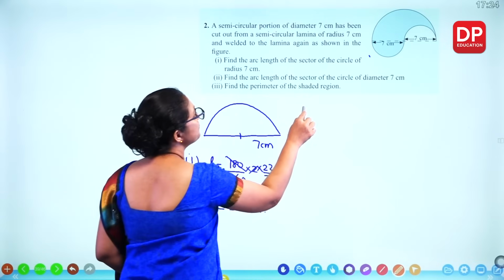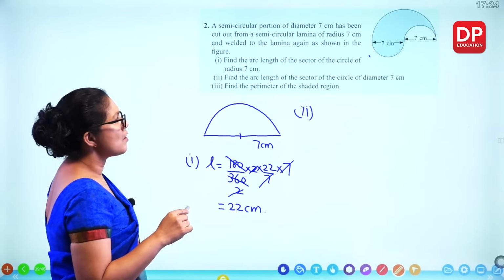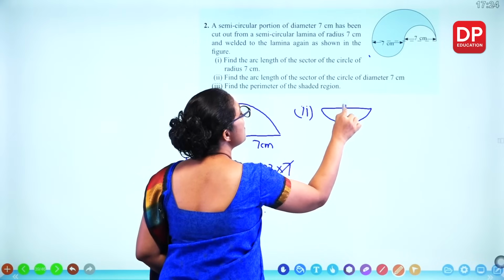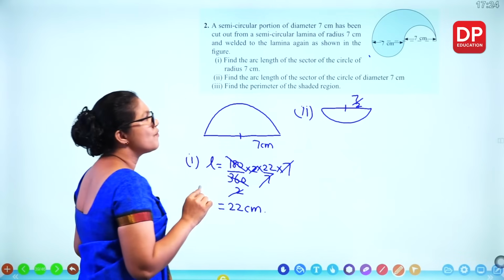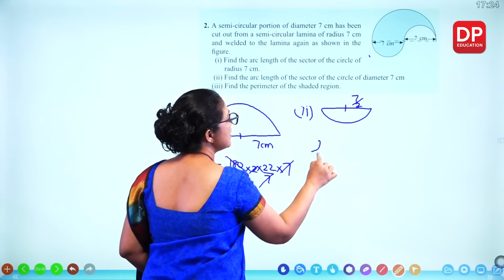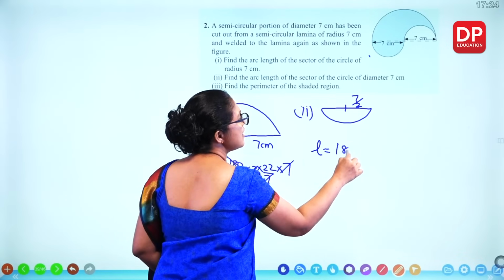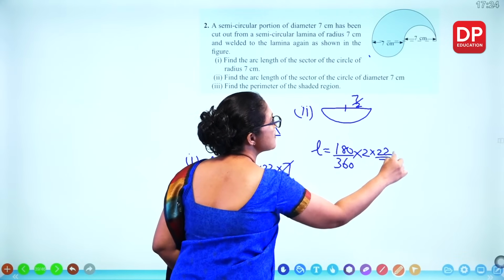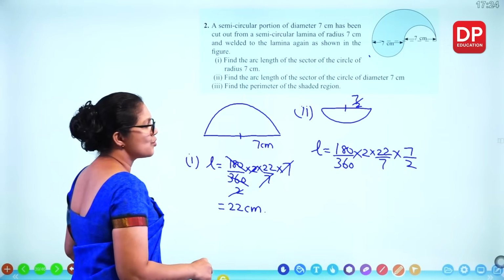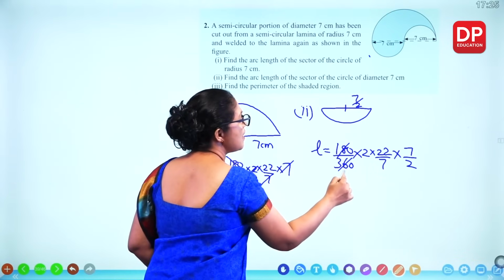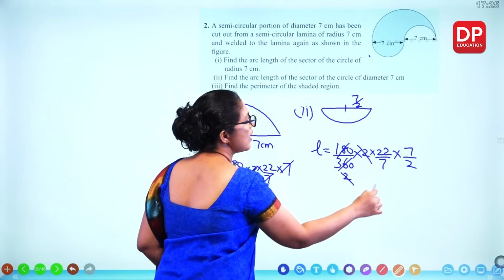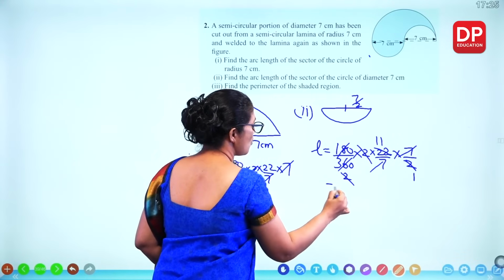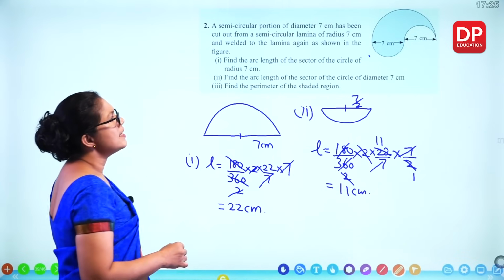Then the second part: find the arc length of the sector of the circle of diameter 7. Diameter 7 means the smaller one. So this one. Diameter 7 means what's the radius? 7 over 2. So how do you find the arc length? L is equal to 180 because this is a semicircle, over 360 into 2, pi is 22 over 7, r is 7 over 2. Again simplify: 180 divided by this one, you get 2, 2 gets cancelled out, 7 gets cancelled out. 22 divided by 2, you get 11. So you get 11 centimeters for the smaller one.